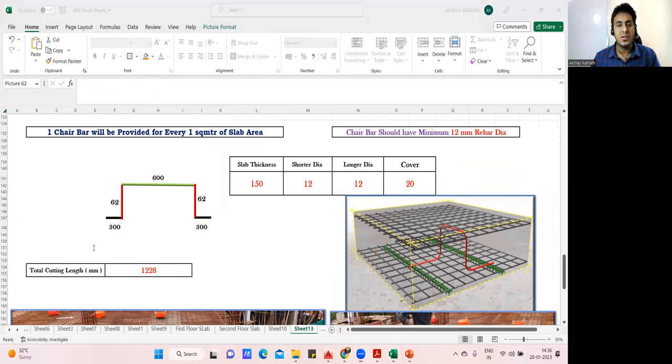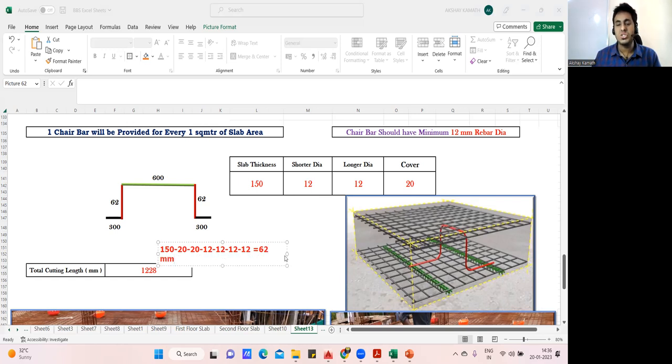Your slab thickness is how much? 150 mm minus bottom cover 20, minus 20 mm for your top cover, minus the bar diameters. I'm considering bottom shorter and longer and top shorter and longer, all 12 mm diameter bars. So minus 12 for the bottom shorter, minus 12 for the longer, and again from the top minus 12 for the shorter, minus 12 for the longer. Now you do the calculation, how much will you get? That will be the height. So 150 minus 20, minus 20, minus 12, minus 12, minus 12, minus 12. I got 62 mm.